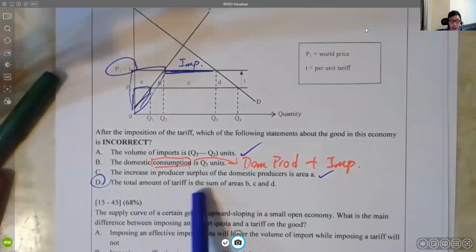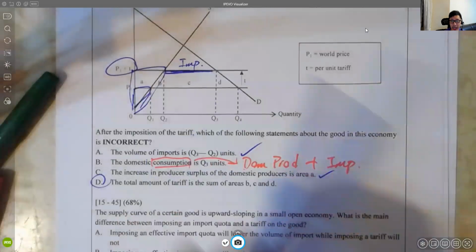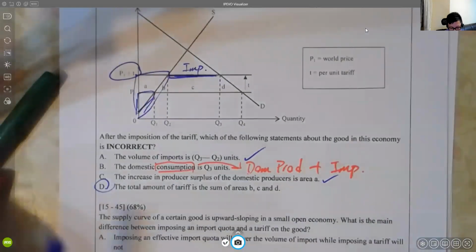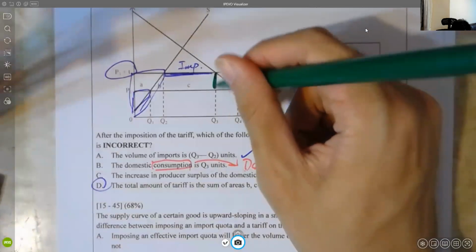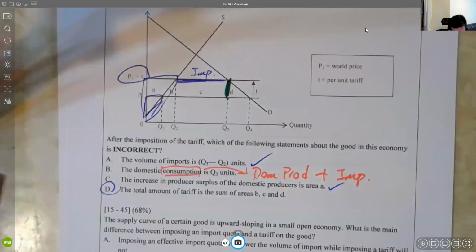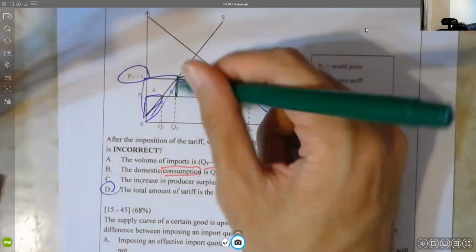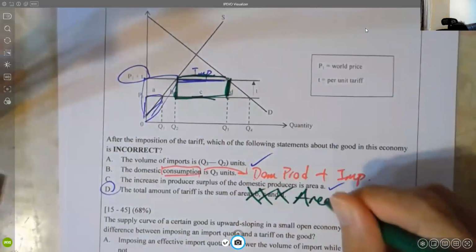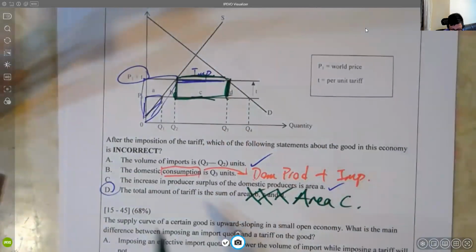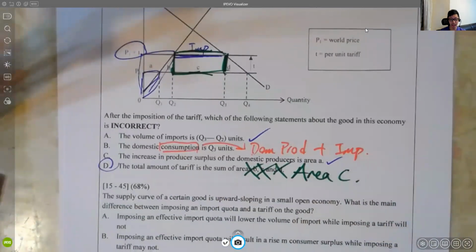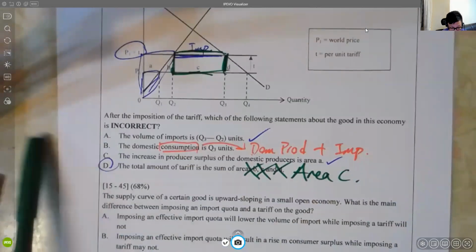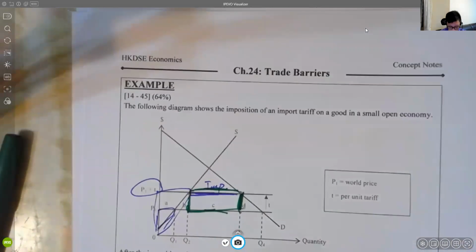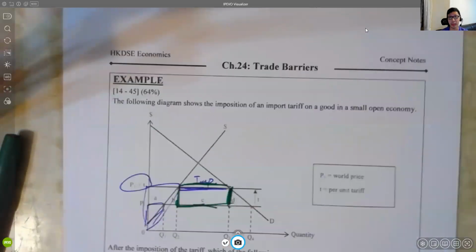The total amount of tariff is B, C, and D. What is tariff, right? This is the per unit tariff. I'm importing this much. In fact, it should only be area C only. So D is incorrect, because only C is the tariff revenue. So this is how we do it. You see, not exactly too hard. 64% of people get it right.